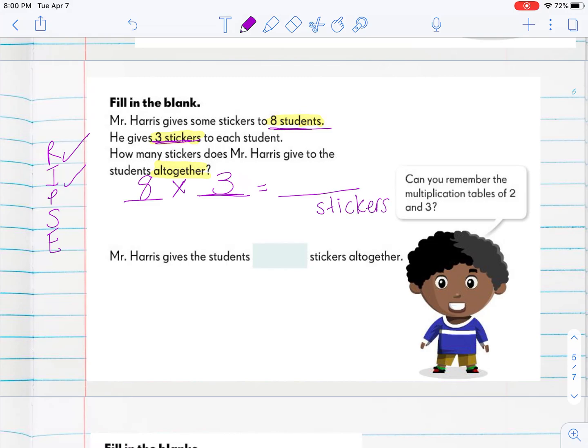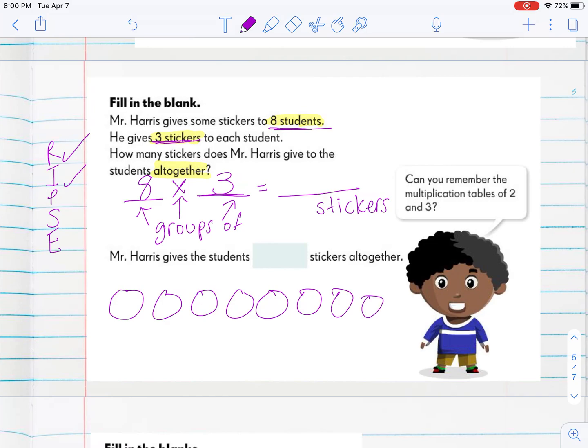Okay, so to plan this out, I'm going to draw a picture. I'm going to draw 8 groups. Remember, this means groups of, so this tells me how to draw it. 8 groups of 3. 1, 2, 3, 4, 5, 6, 7, 8. And I'm going to go ahead and put 3 in each group.